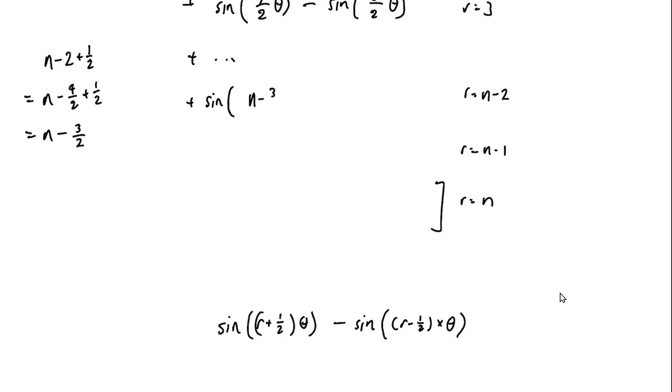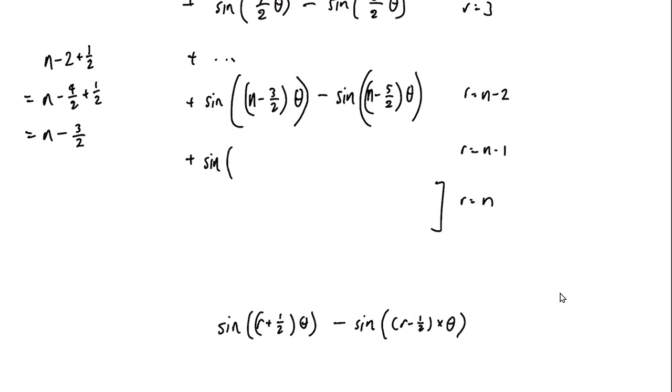N minus 3 over 2 bracket times theta. Yes, that makes more sense. Just to make it look nicer, I'm going to draw my bracket slightly bigger. Then subtract away sine of, in this case, if I sub in n minus 2 minus half, I'll get n minus 5 over 2 bracket times theta. Okay, then now you add on the next copy of sine. So you just have to sub in n minus 1.